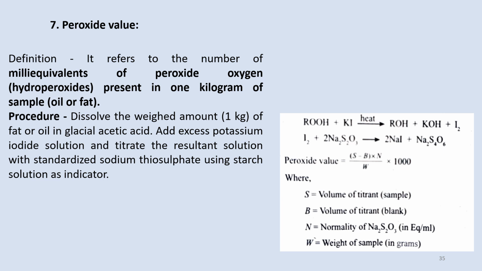See the reaction. The peroxide reacts with the potassium iodide on heating. It gives potassium hydroxide plus ROH, whatever the radical present in the sample, and free iodine. Iodine can then be titrated with sodium thiosulfate to give sodium iodide and tetrathionate, with the starch as indicator. Peroxide value is S minus B into N by W into 1000. S means the volume of the titrant for the sample, B is the titrant for the blank without sample, N is the normality of sodium thiosulfate, and W is the weight of the sample taken in grams.